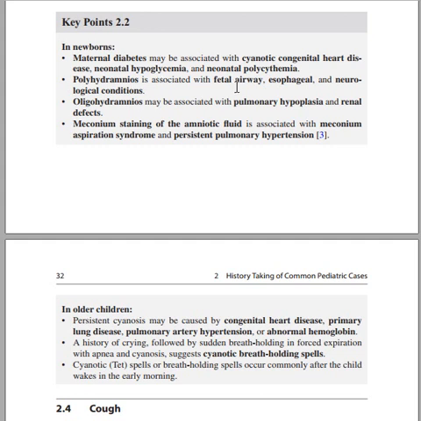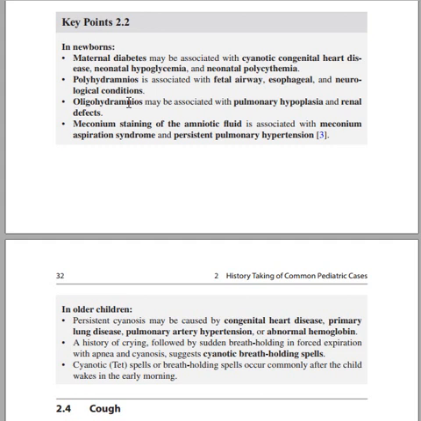Now, polyhydramnios is associated with fetal airway, esophageal and neurological conditions, mostly fetal airway obstruction. If you have fetal airway obstruction, you can have polyhydramnios. If you have esophageal obstruction, you can have polyhydramnios. If you have any neurological condition which impairs swallowing, you have polyhydramnios.